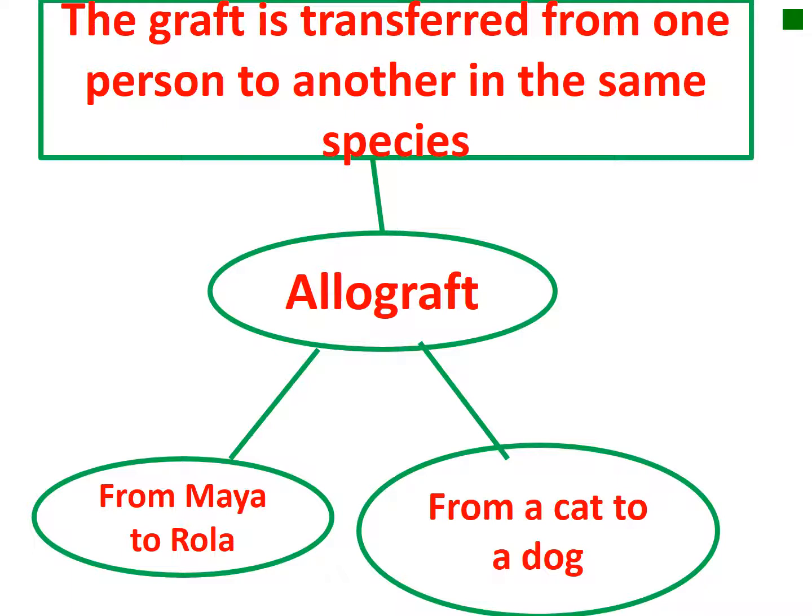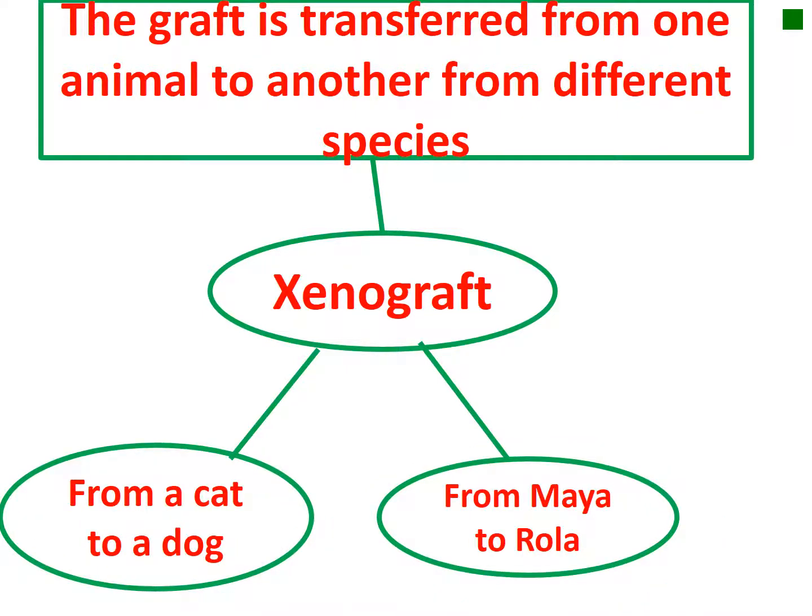While a non-example, from a cat to a dog, they are different species, and this is known as xenograft, between different species.